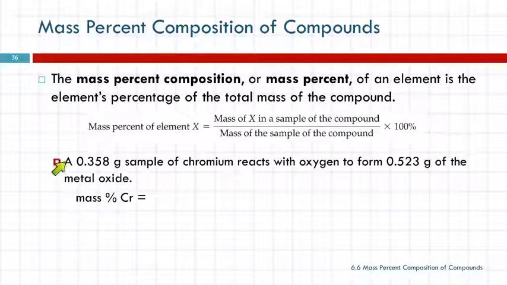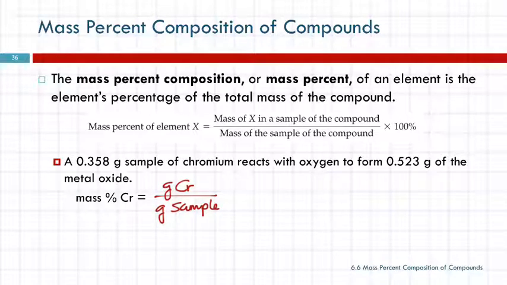So here we have a problem. A 0.358 gram sample of chromium reacts with oxygen to form 0.523 grams of the metal oxide. And we're supposed to find the mass percent of chromium. So the mass percent chromium equals grams of chromium divided by the grams of the whole sample times 100. We're using percent as a unit here.